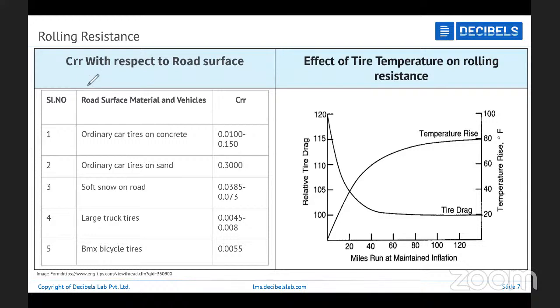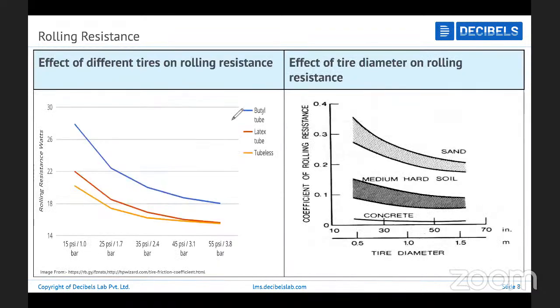Here, we'll be discussing CRR. Different road surfaces will deal with different CRR values, so that has to be taken care of. Higher the CRR value, the higher the rolling resistance. We can look into the relation between CRR and the resistive force. As I was discussing the effect of material, material is one of the parameters which affects the rolling resistance. Again, with different materials and different pressures, you can see how the rolling resistance is affected.